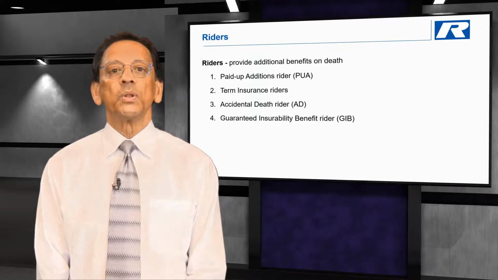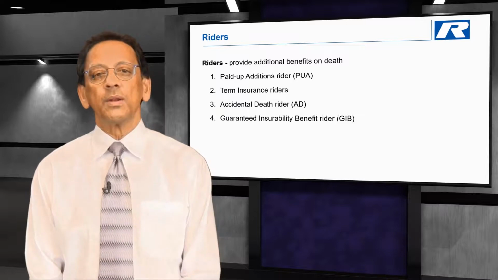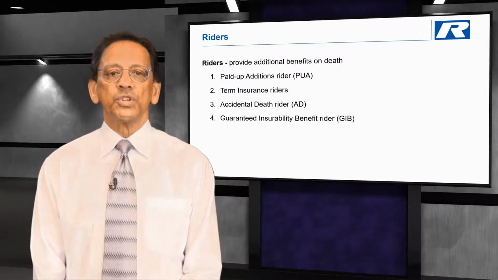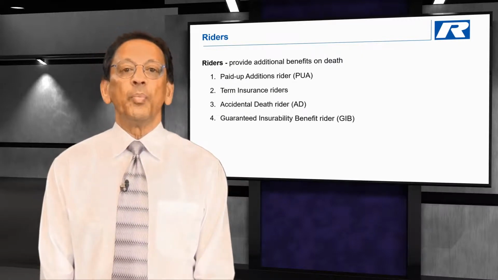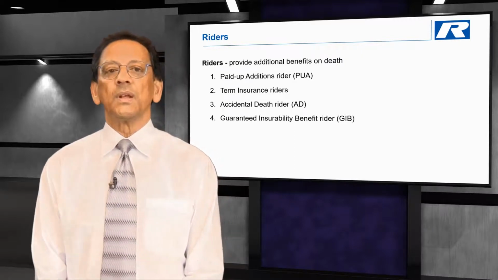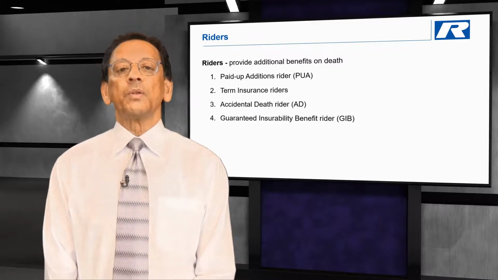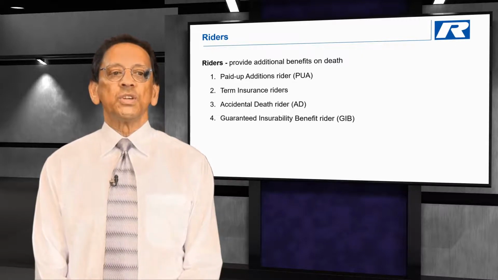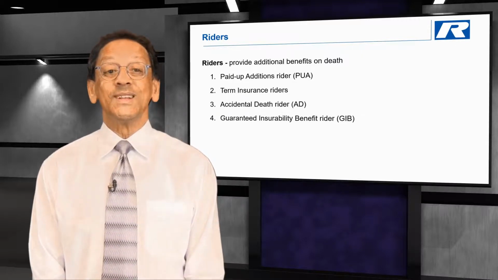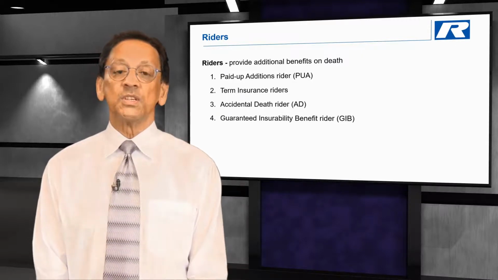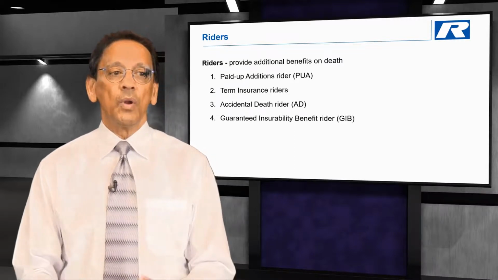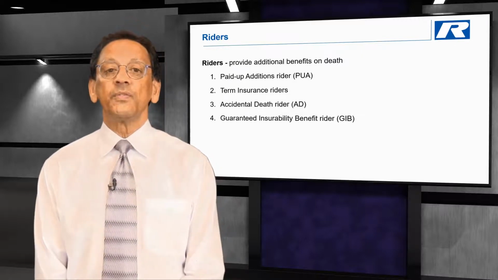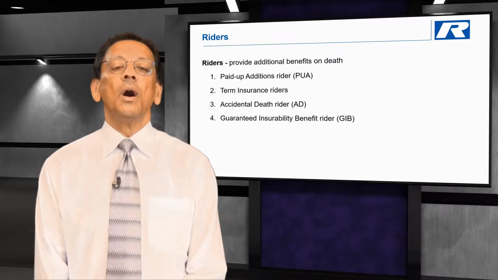Now, what's important to remember is the difference between riders and benefits. Riders are giving you additional coverages that become effective upon death. This is different than a supplementary benefit, which we'll talk about later on, which will give you coverages that affect you while you're still alive. So those are the differences between a rider and a benefit. A rider gives you additional benefits on death. Supplementary benefit, additional benefits while you're still alive.